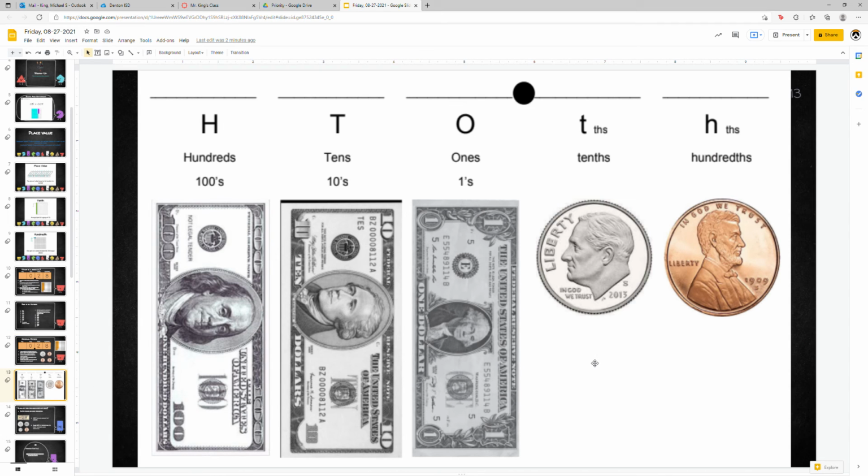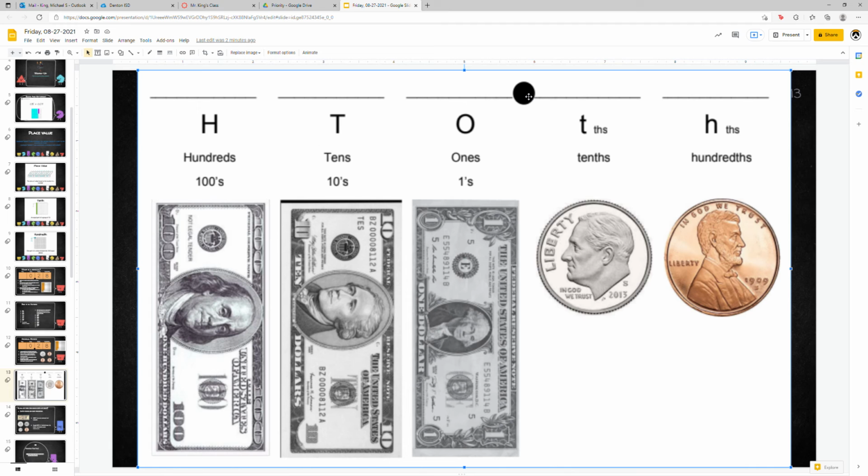Here's a place value chart with money to help us understand that relationship with decimals and whole numbers and money. So for example, a $1 bill would be in the ones place because that's one whole, you have $1. A $10 bill would be in the tens place, right? $10. A $100 bill, if you have 100, you've got a 1 in the hundreds place, right?